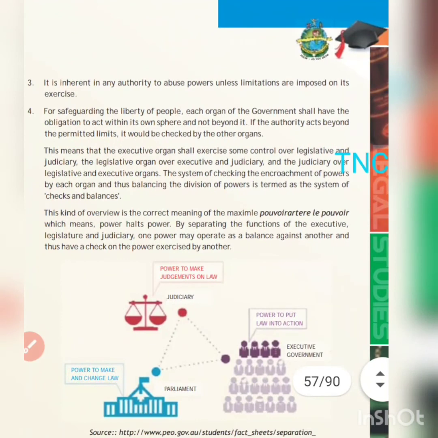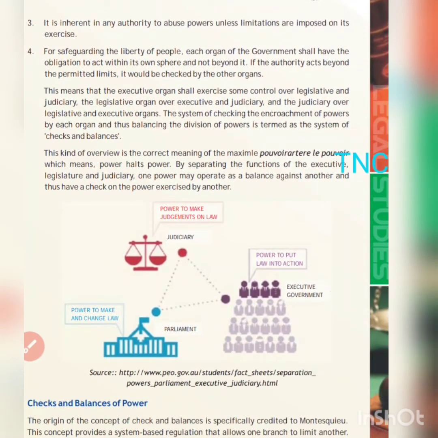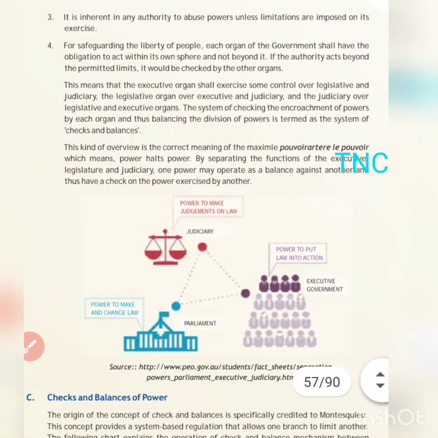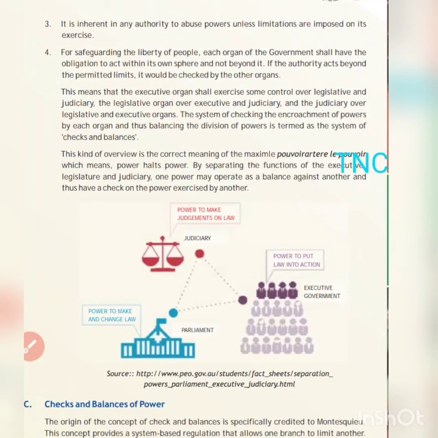It is inherent in any authority to abuse powers unless limitations are imposed on its exercise. So we very well know, if we are giving a power to somebody, then there are chances that he is gonna misuse the power, right? So it is important that certain limitations or restrictions are put upon him, and certain checks or control or monitoring is done, so that he may not misuse the power that is provided to him. For safeguarding liberty of people, each organ shall have obligation to act within its own sphere and not beyond it. If authority acts beyond permitted limits, it would be checked by the other organs.